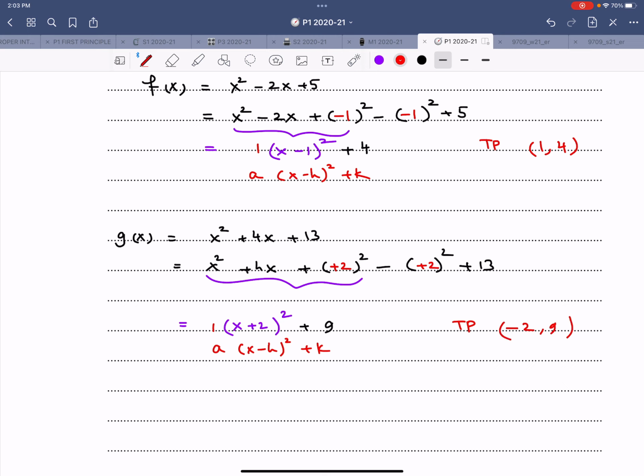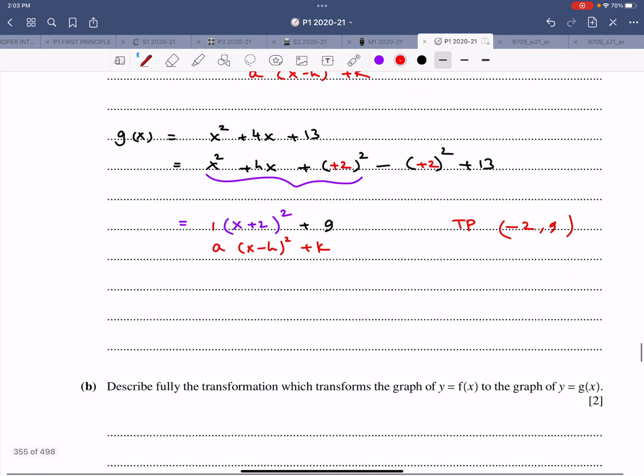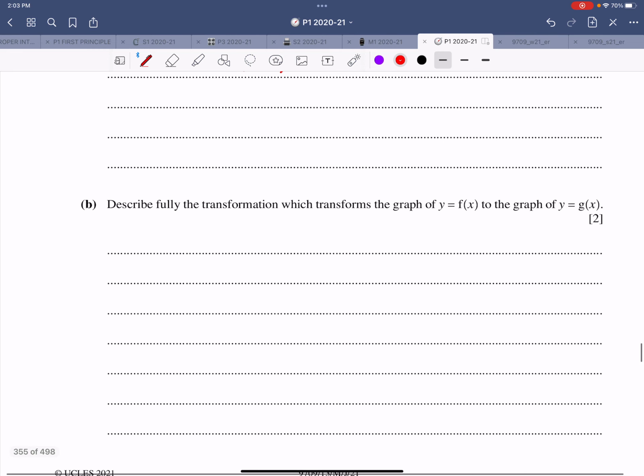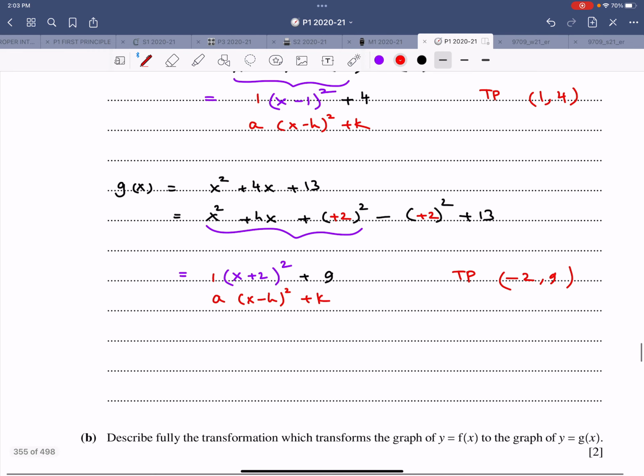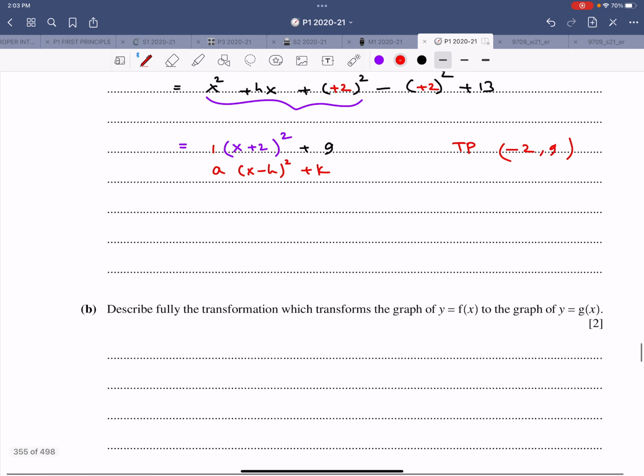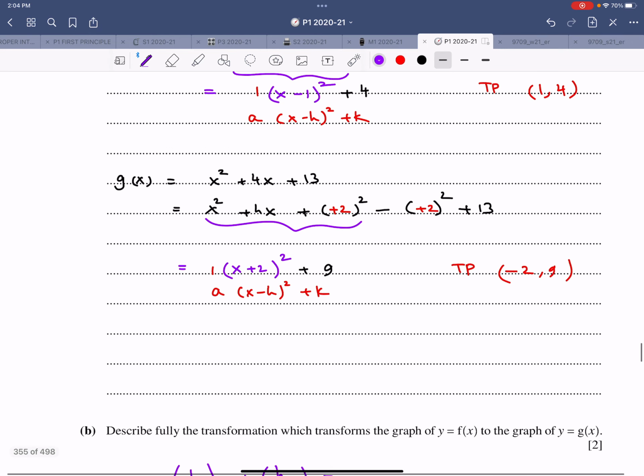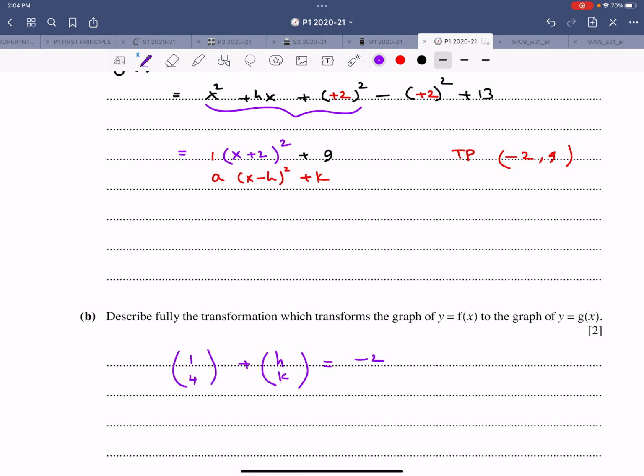So the first is x minus 1 whole squared plus 4, with turning point (1, 4), and x plus 2 whole squared plus 9. Now describe fully the transformation which transforms the graph of f to the graph of g. It's one transformation. What is the turning point? The first turning point is (1, 4). There is a translation vector (h, k) and it's transforming it to (minus 2, 9). Got the idea? So this is a simple translation because the turning point has moved.